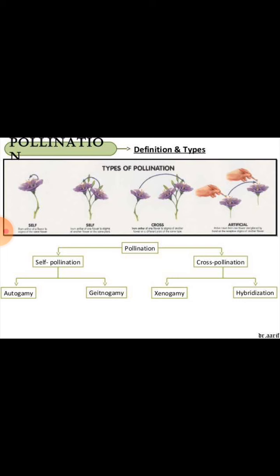What are the types of pollination? I told you, self-pollination and cross pollination. What do you mean by self-pollination? Transfer of pollen grain from anther to stigma of the same flower is otherwise called autogamy. And cross pollination, transfer of pollen grain from anther to stigma of a different flower, is known as allogamy. Now it is classified further: self-pollination includes cleistogamy and geitonogamy, cross pollination includes xenogamy, and a special process is known as hybridization.